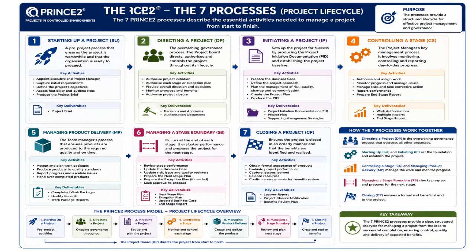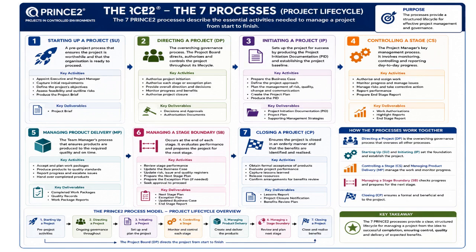This is a pre-project process that determines whether the project is viable and worthwhile before significant investment begins. Key activities include appointing the executive and project manager, identifying initial requirements, defining project objectives, assessing feasibility, and producing the project brief. The main outcome of this process is to ensure the organization is ready to proceed with a formally initiated project. The second process is directing a project, or DP.